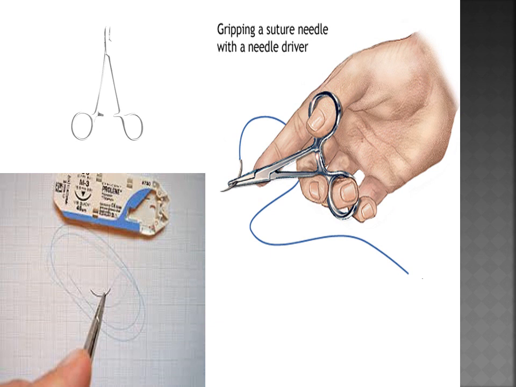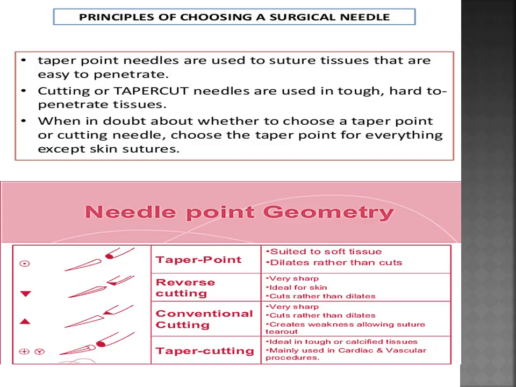This is how you would hold the needle with the needle holder. This is called the needle holder, gripping a suture needle. This kind of needle is called the swaging needle, or nothing but the atraumatic needle. So you have the entire needle followed by the suture. This comes as a ready pack, and again, all this depends upon the doctor.